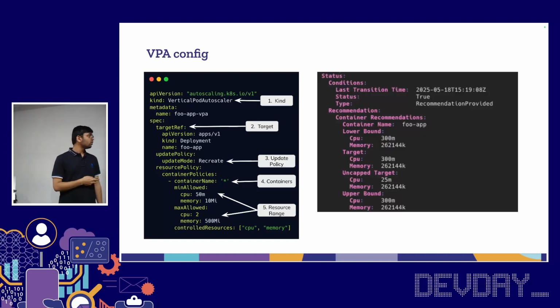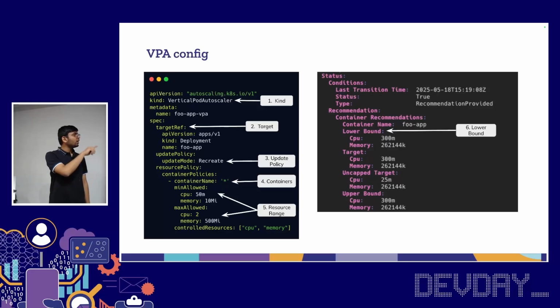Now let's look at what recommendation was generated, right? So the first thing, if you look at the recommendation section, it says container recommendation. So what container did it pick? Foo app, right? Our container was named foo app. In the config we had given star, but it was intelligent enough to pick that up and give us its name. Now, yeah, this is the interesting part.